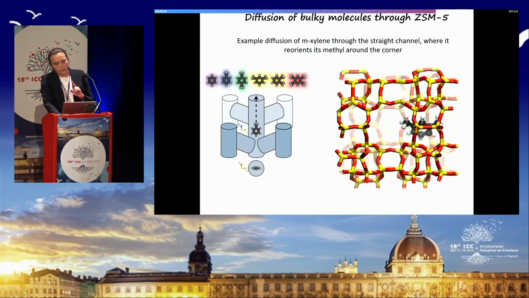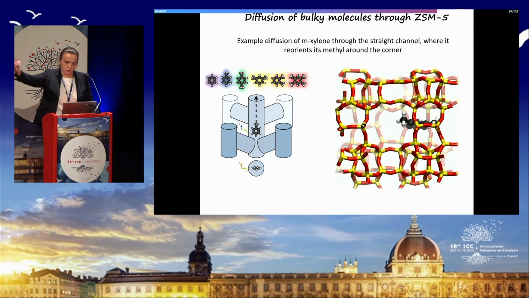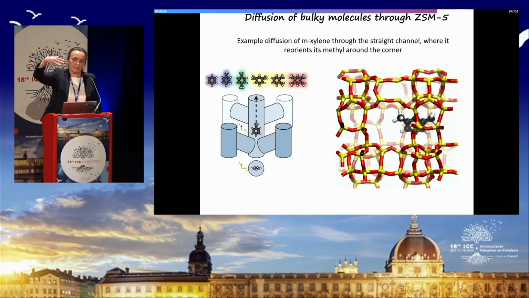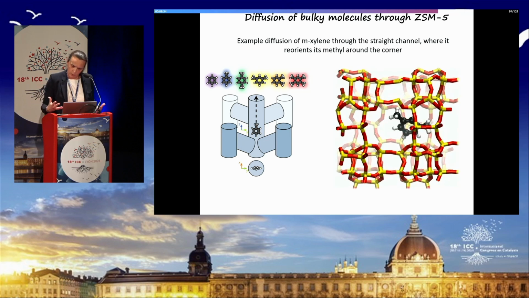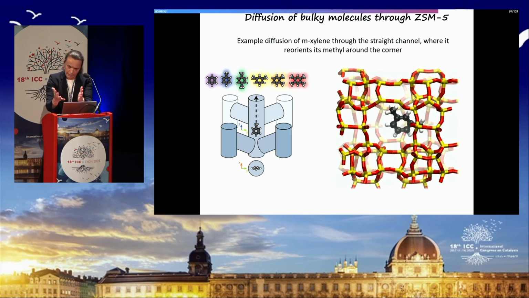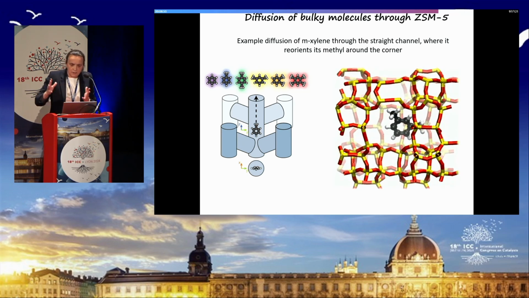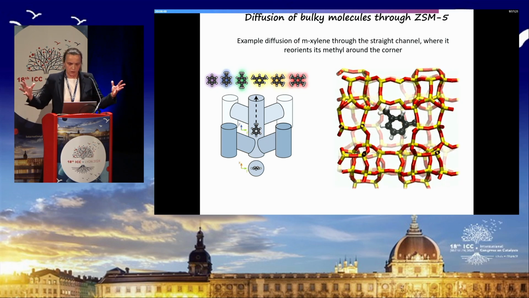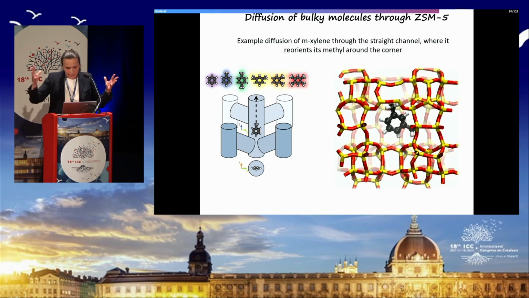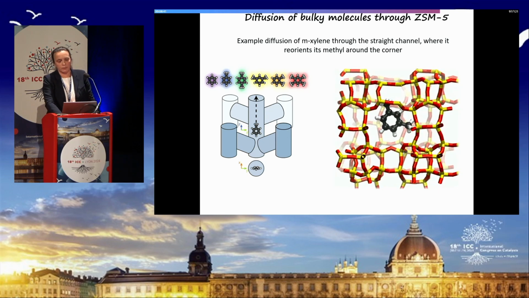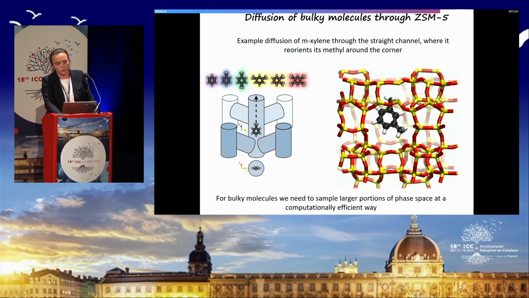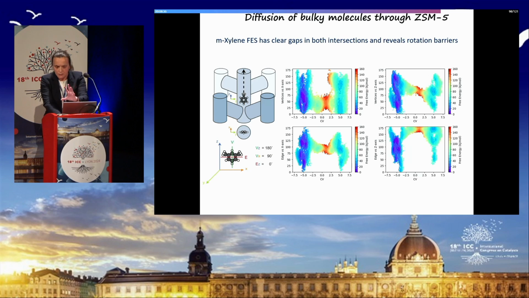If you look at the movie of this diffusion, you have methoxylene traveling through the straight channel. At a given moment, it will come to the channel intersection, and you will see that it tries to orient itself into the other direction. So you can see there is a lot of configurational freedom of this molecule, and you really have to completely sample phase space. We analyzed this in depth, but I'm not going to explain this for the sake of time, but we clearly saw gaps in the free energy profile.